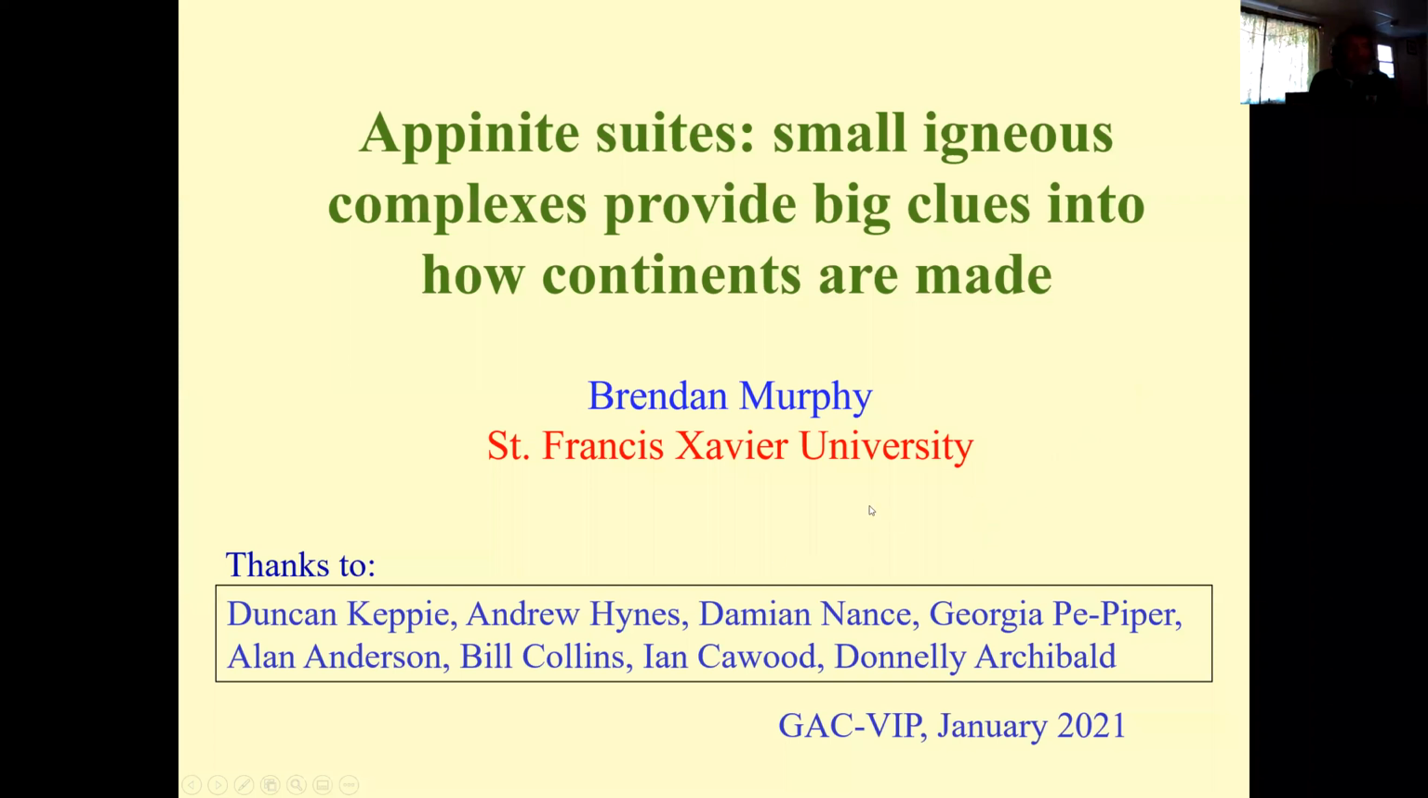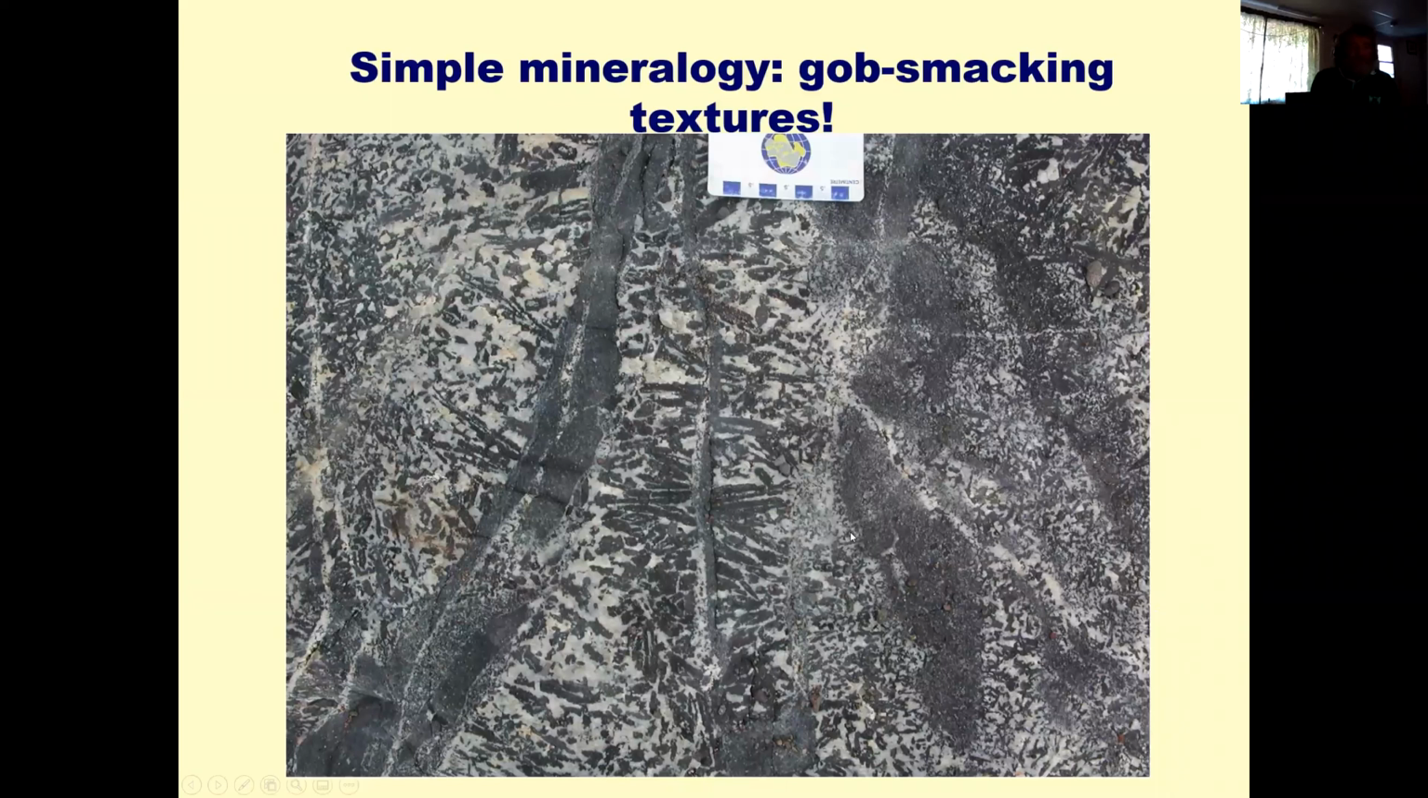It turns out that this sort of view is typical of these Appinite complexes, which have very simple mineralogy. About 99% of what you're looking at there are just two minerals, hornblende and plagioclase. Yet the textures, as you see, are just wildly varying.